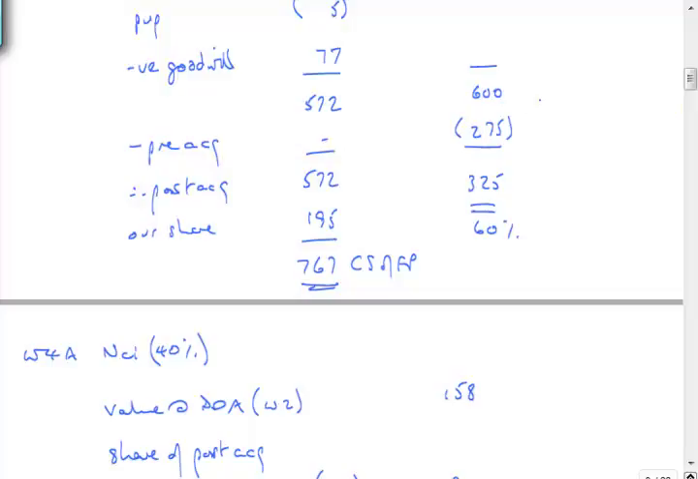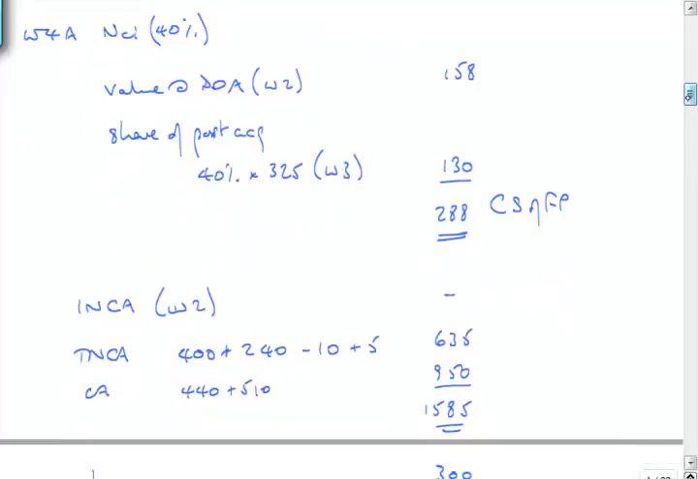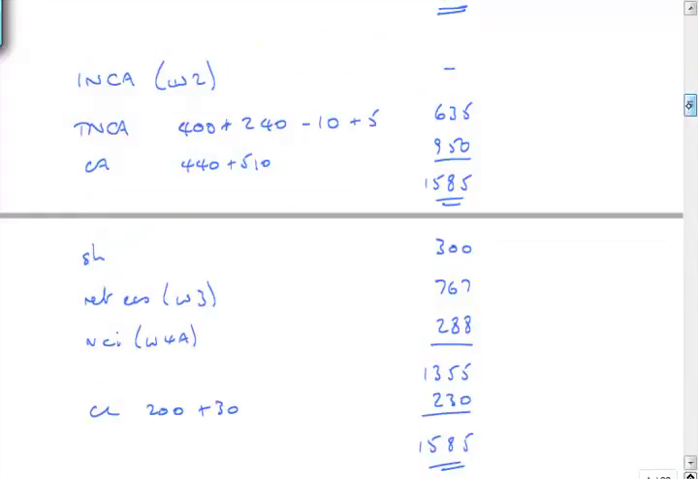And then it's just normal. Per the question, take away the pre-act, that gives you the post-act, apply our percentage, and that gives us 195. Working 4, no change, that's just a normal working, and then the balance sheet, statement of financial position.